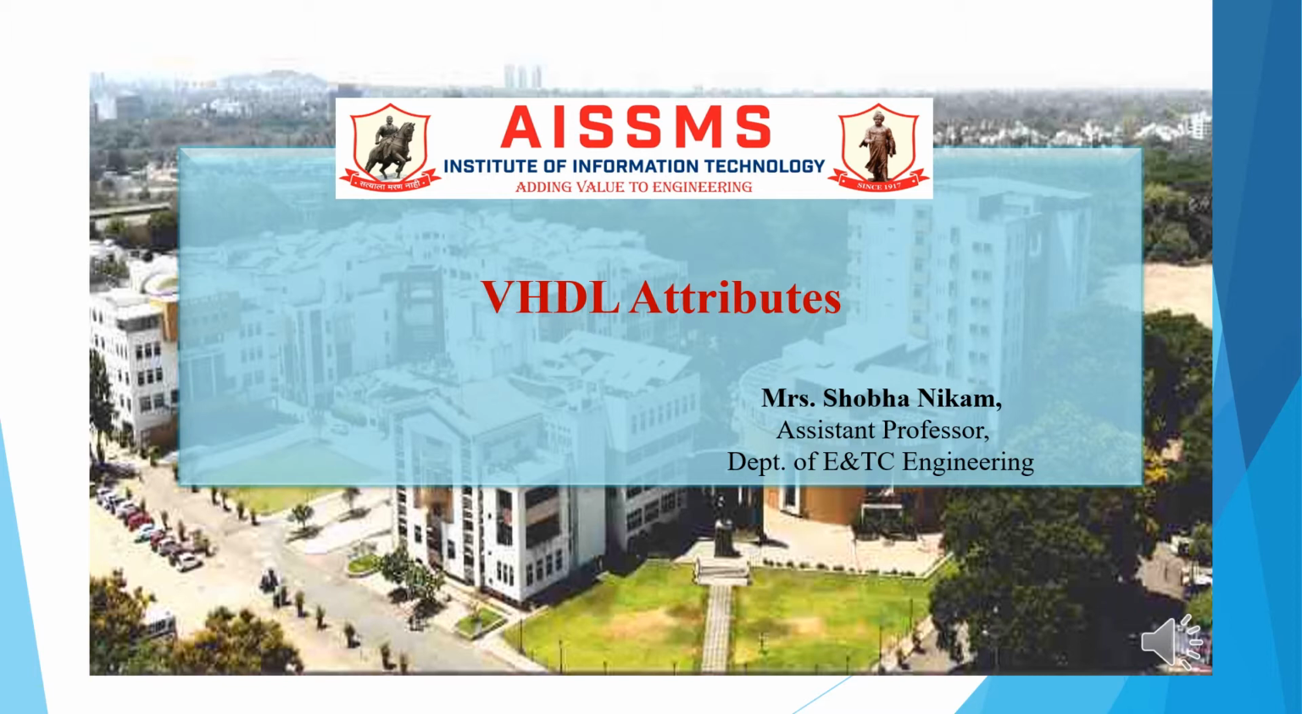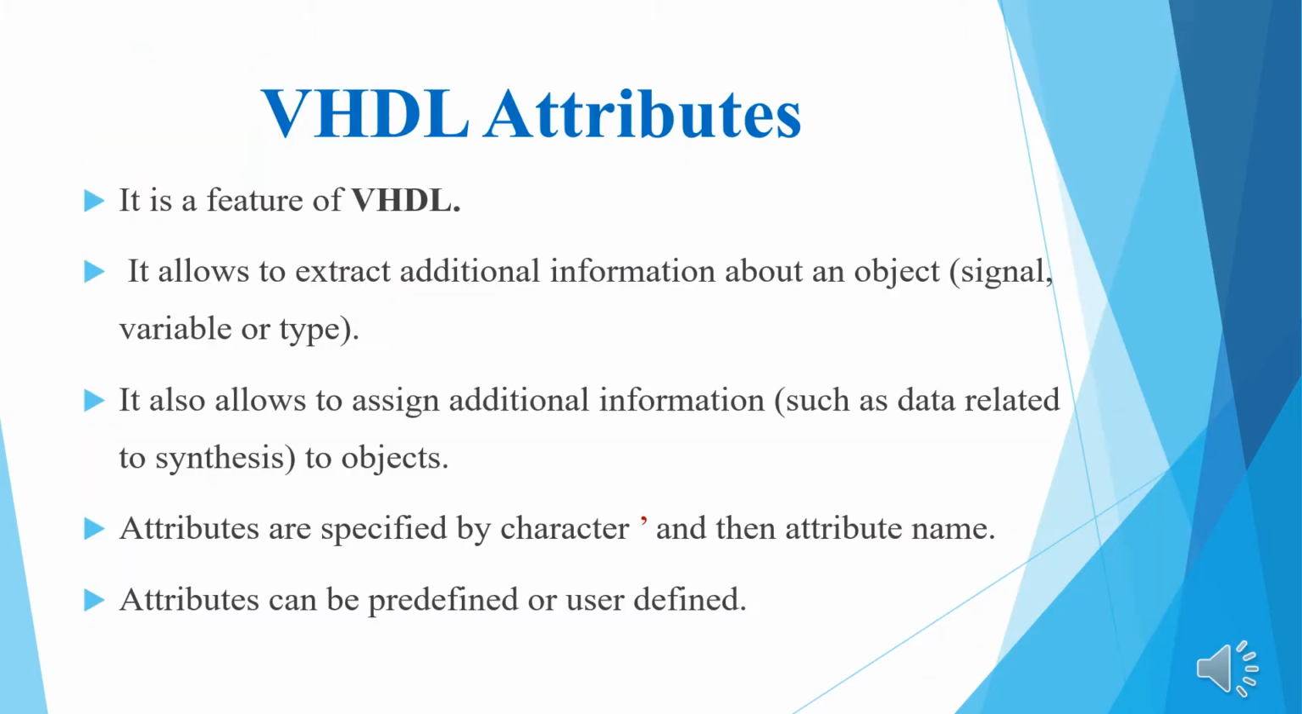In this video, I'll explain different VHDL attributes. Attributes is a feature of VHDL. It allows us to extract additional information about an object, and that object can be a signal, variable or type, and the extracted information can be its data type, its position, its value, and many more. It also allows us to assign additional information to the objects.